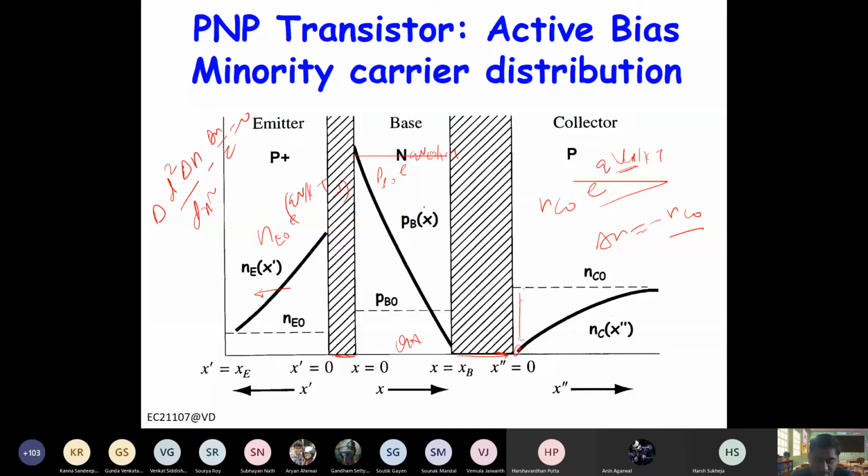You can write something similar with p in the base, with electron in the collector, right? And that will give you the expression for delta n as a function of length. And of course, here it is decided by the bias, and at infinite distance it should be 0 here, right? And with that, if you take the derivative, you will get the equation for current. Right? So let us look at these three regions individually.